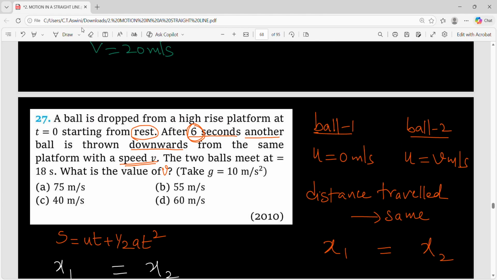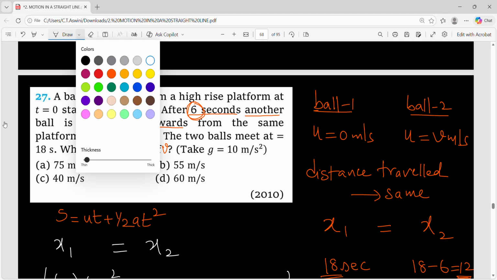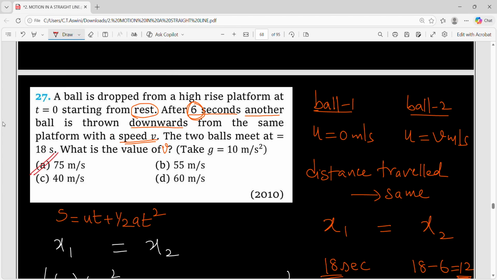So very simple. Just understand the concept. Two balls are dropped, but their initial velocities are not the same. They are meeting at some point of time. But the balls are not dropped at the same time. There is a time difference in dropping. So when do they meet? If both of them have travelled the same distance. So take the respective times, equate their distances, you will get the answer. So what is our answer now? It is option A, 75 meter per second.